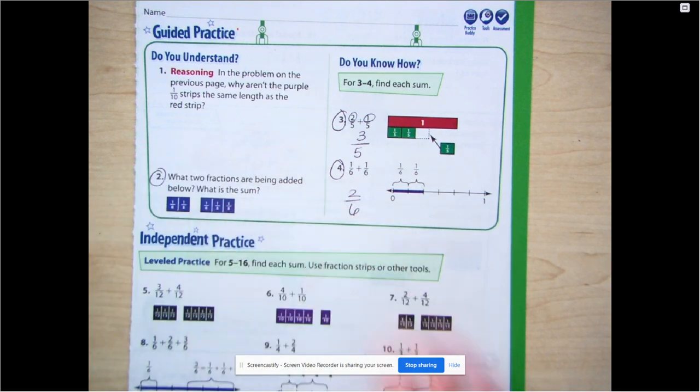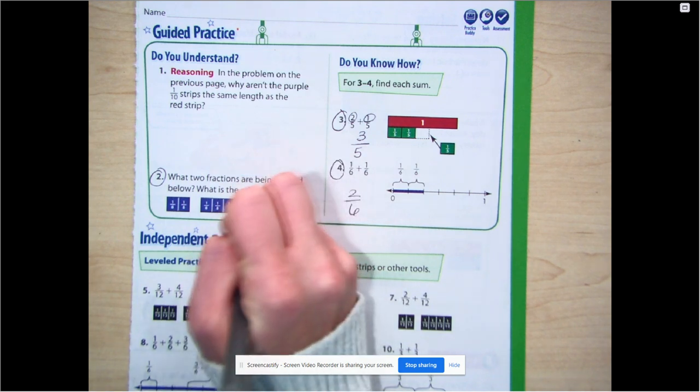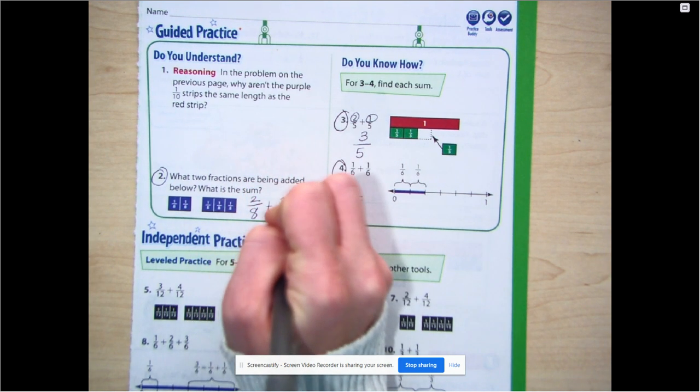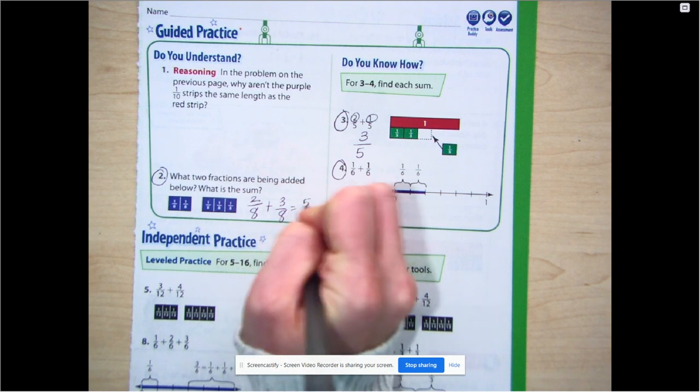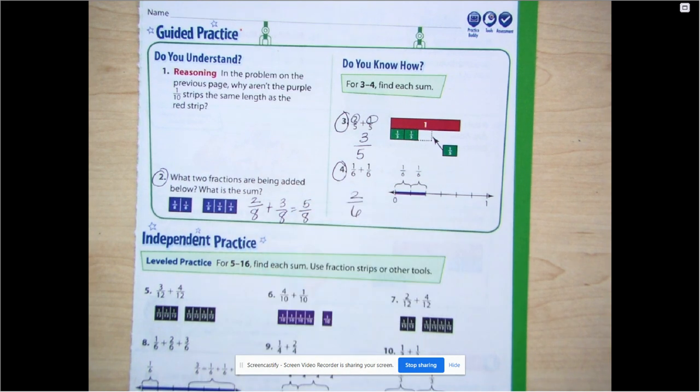Okay, question 2, we're going to work a little bit backwards now. What two fractions are being added below? So into the Edpuzzle, you're going to pick off the multiple choice. What two fractions are being shown here in this picture? I see 2/8 and I see 3/8, and if I added those up, I get 5/8.